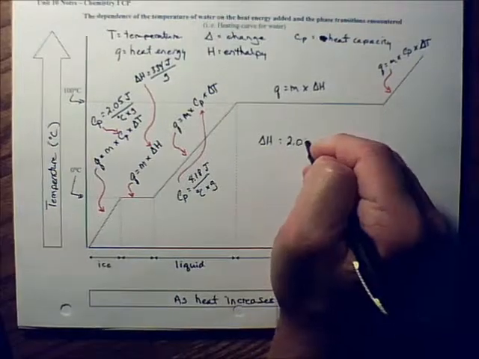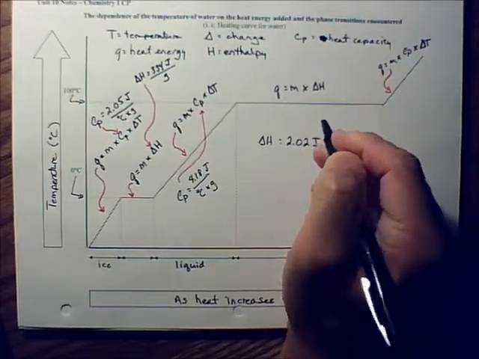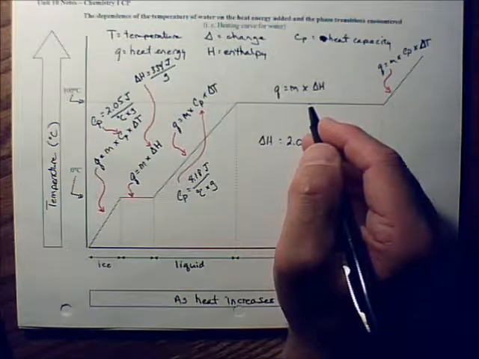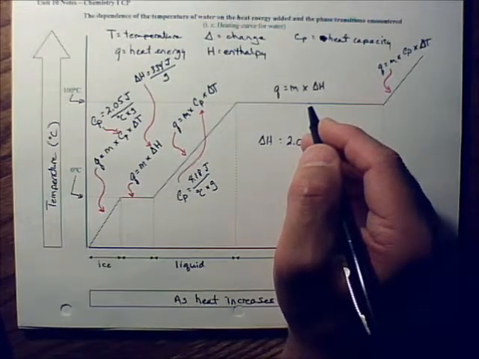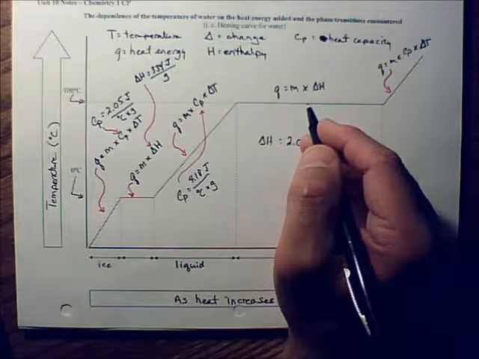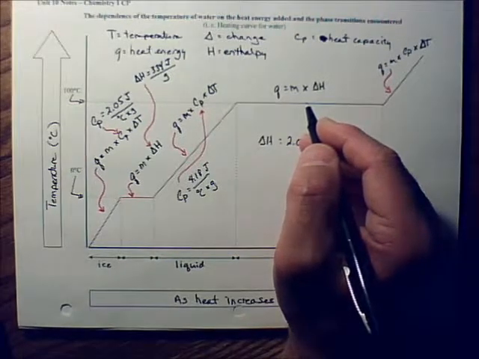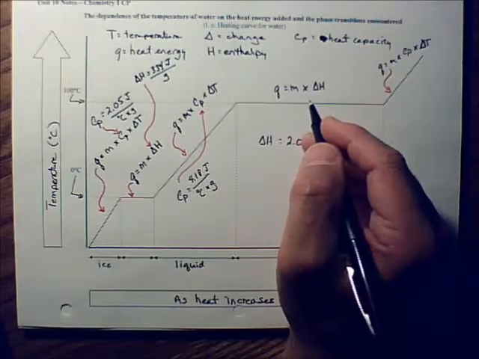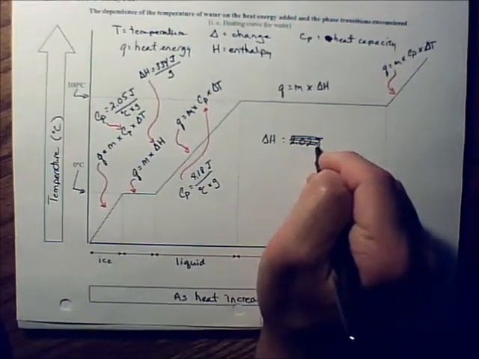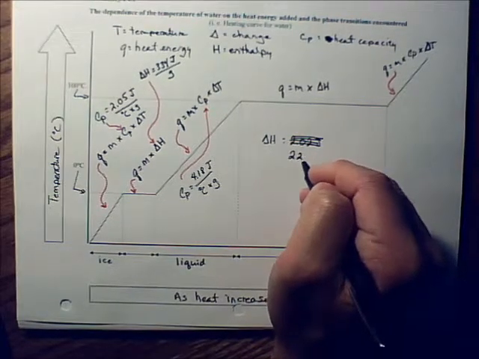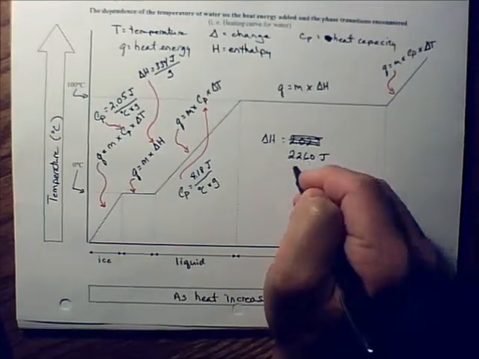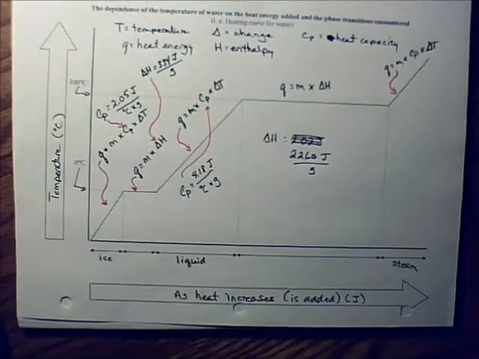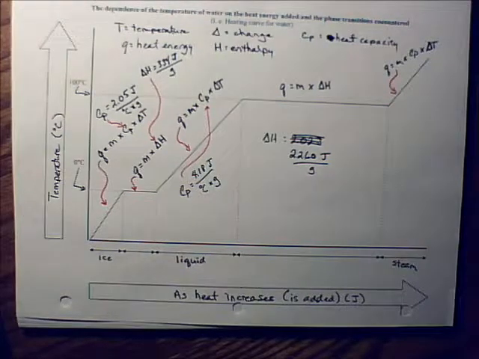This change in enthalpy up here is 2.02 joules per gram. Nope, hold on, let me check that again. That's incorrect. I'm looking at the wrong number. It's 2,260 joules per gram, so let's make that different here. 2,260 joules per gram. That's the delta H for the transition between liquid and gas water.